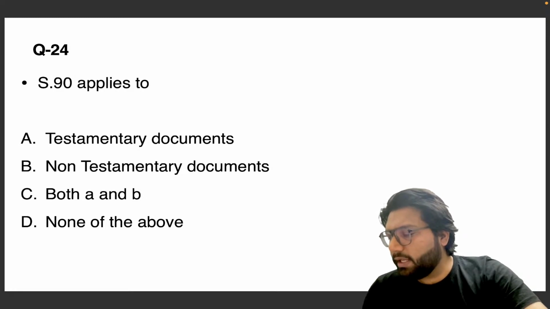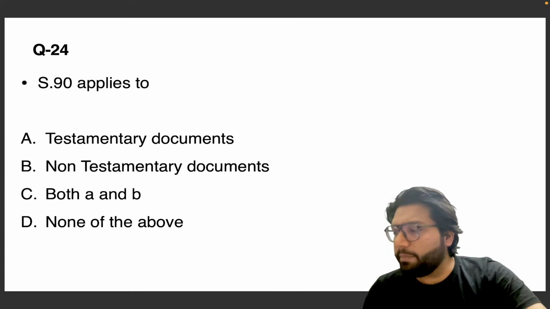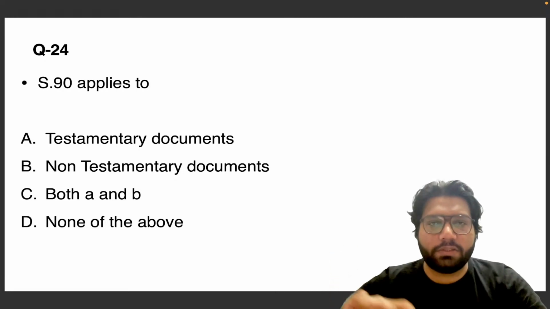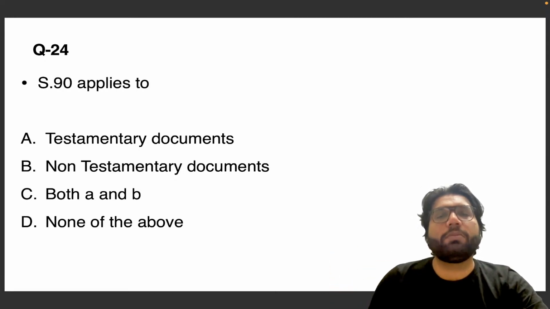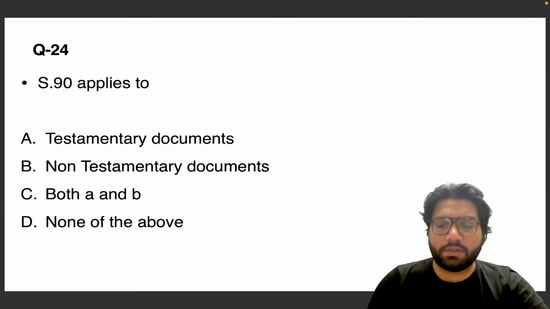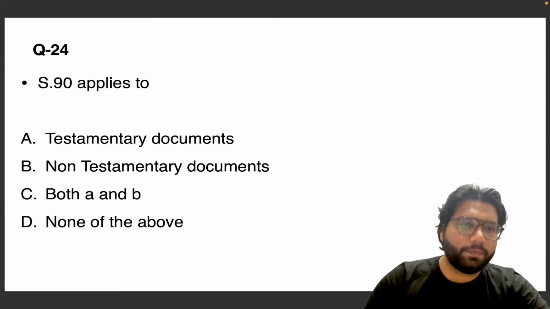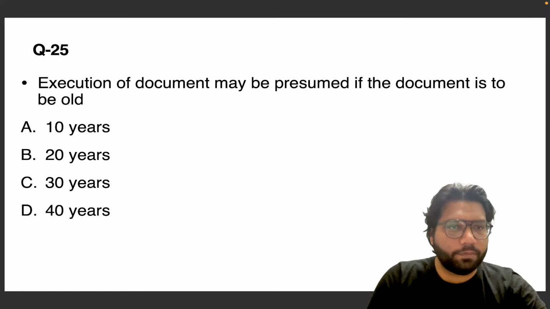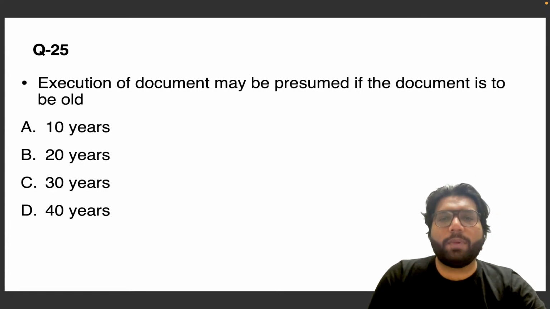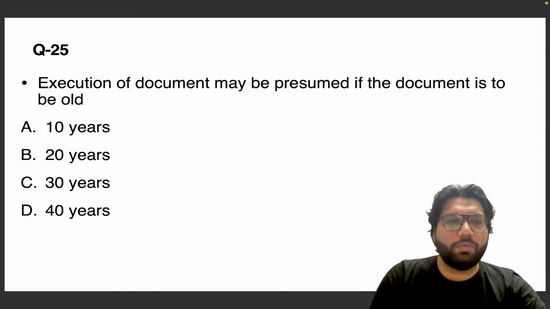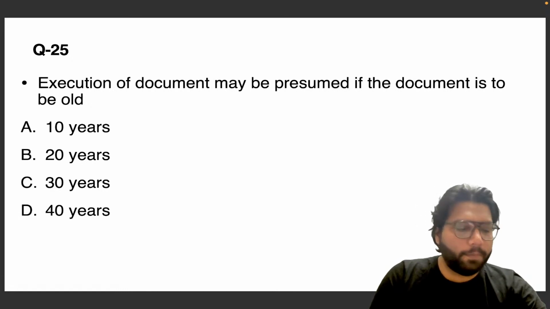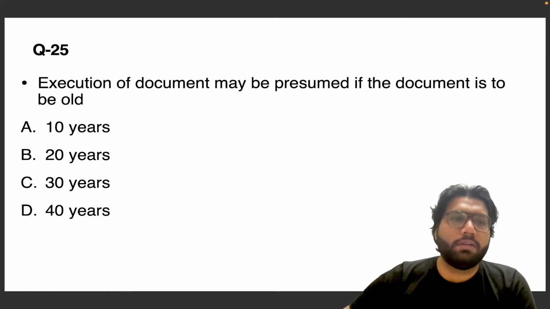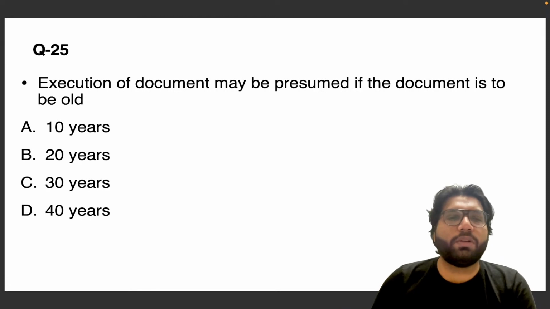First one to answer correctly, Sapna, followed by Amit and Pratibha. This section is also important for that 30 years time period, students. That has also been asked several times in your exams. Execution of document may be presumed if the document is to be. I just told you the answer in the explanation of question number 24.